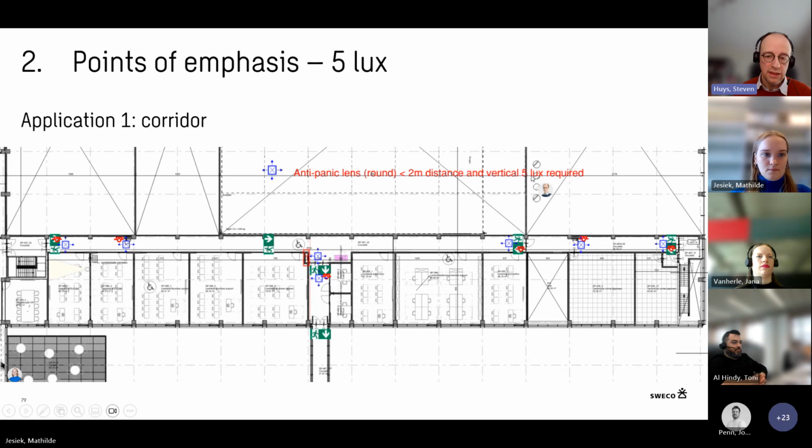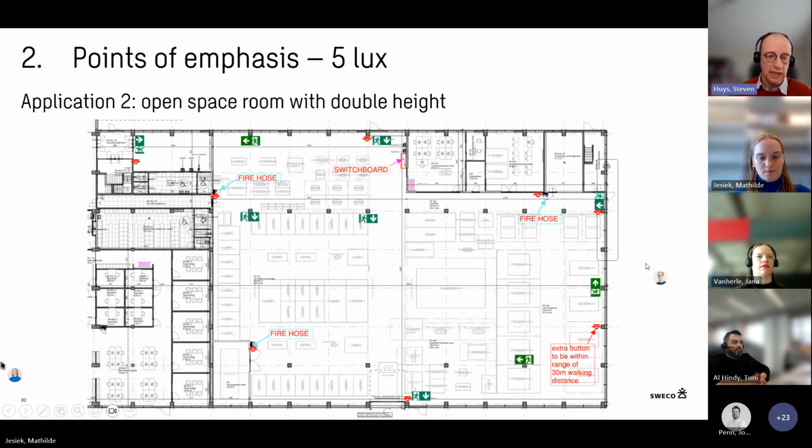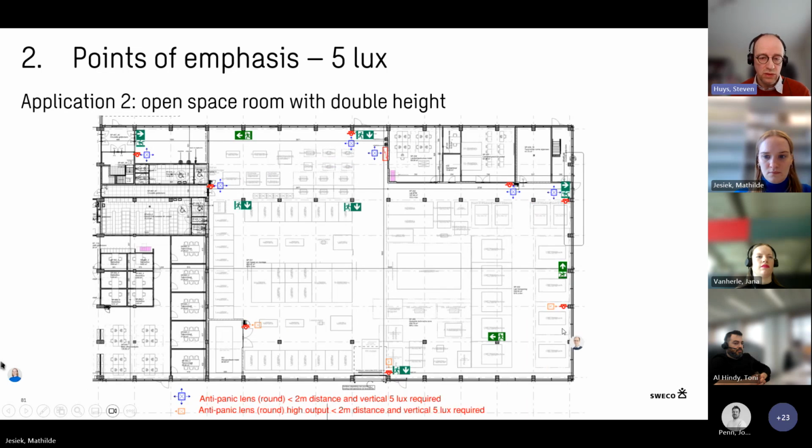lux met. So then in the second application, again, we identify the fire buttons and the other points of emphasis. We have a few fire hoses, we have a switchboard. Here is also an extra button because you always need a button within 30 meters walking distance. So you have to identify this one too.